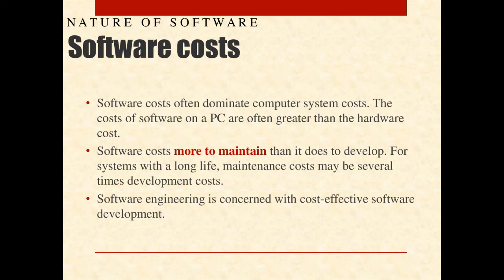Software costs. Software costs often dominate the computer system costs. The costs of software on a personal computer are often greater than the hardware costs. Software costs more to maintain than it does to develop. For systems with a long life, maintenance costs may be several times development costs. Software engineering is concerned with cost-effective software development.